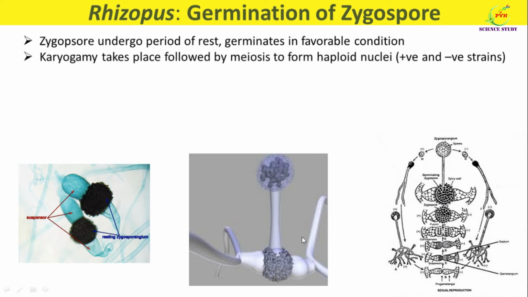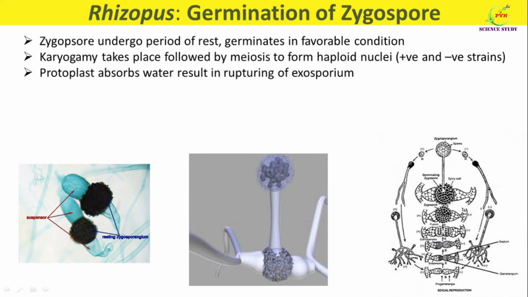Now the karyogamy takes place. As you know, karyogamy means fusion of nuclei. Meiosis takes place and plus and minus strain haploid nuclei are produced. After maturity, the protoplast absorbs water, and due to the absorption of water, it creates pressure on the wall of the zygospore, and the wall of the zygospore, that is the exosporium, ruptures, as you can see here.